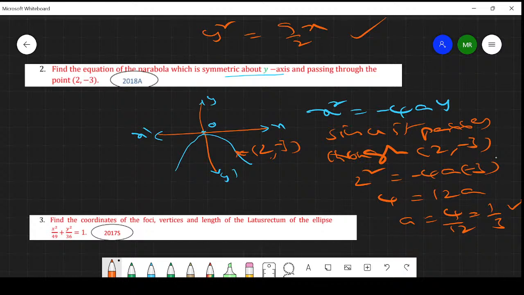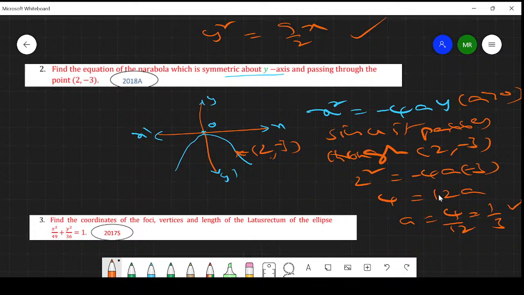Now, substituting in this, 2 square equal to minus 4 into minus 3, 12a. A is equal to 4 by 12, which is 1 by 3. The value of a is 1 by 3. I told you, the a value is always positive. Remember, a is always greater than 0, positive. I got the a value.